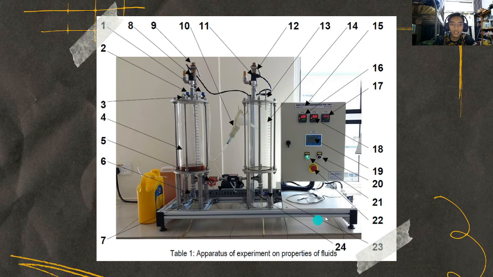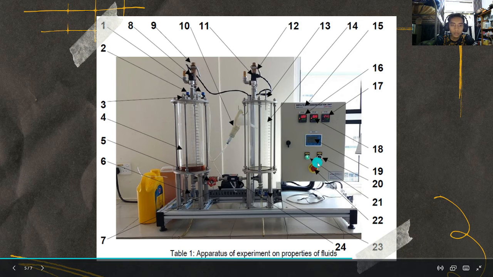Number 15 is the control panel. 16 is the pressure indicator PT101. 17 is the temperature indicator TT101. And the middle one, 18, is the pressure indicator PT102. Number 19 is the flow rate indicator. 20 is the compressor on off switch P101.